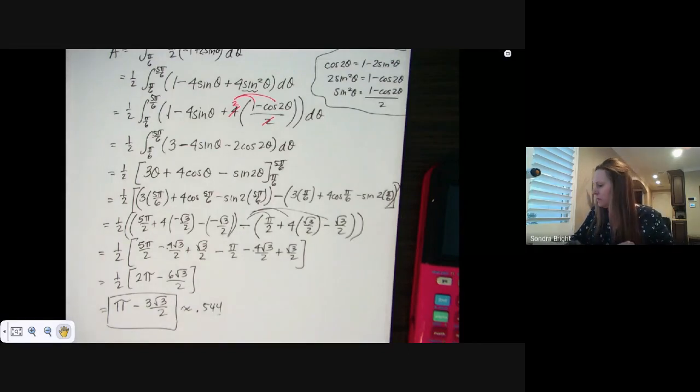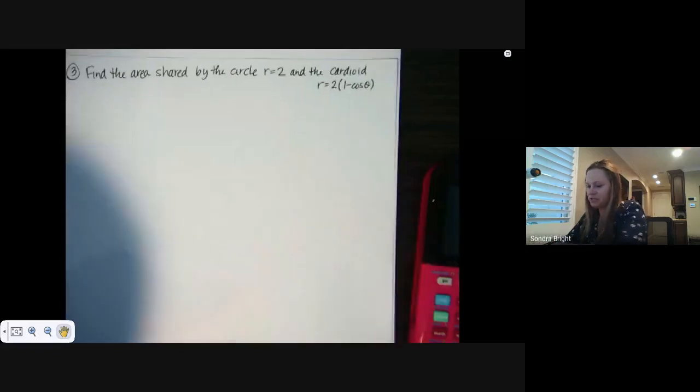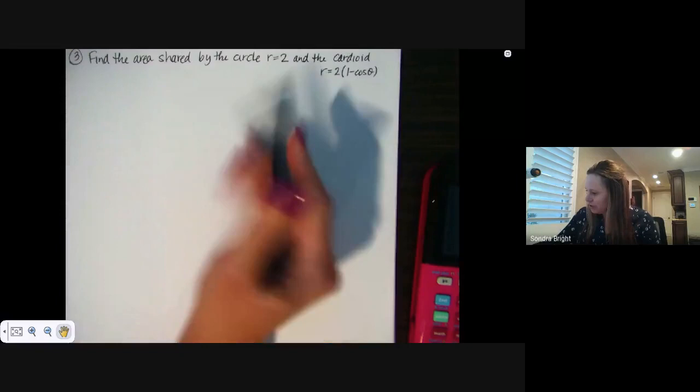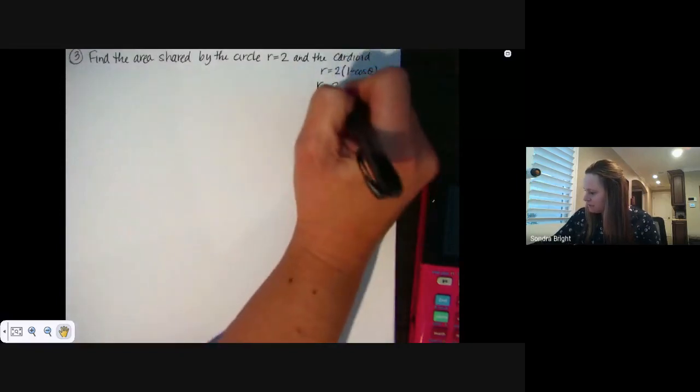Okay, so that was number 2. Number 3 was more complicated. Find the area shared by the circle and the cardioid. Oof, okay. Well, first of all, you're not used to seeing the cardioid that way, so let's change it. That's 2 minus 2 cosine of theta.